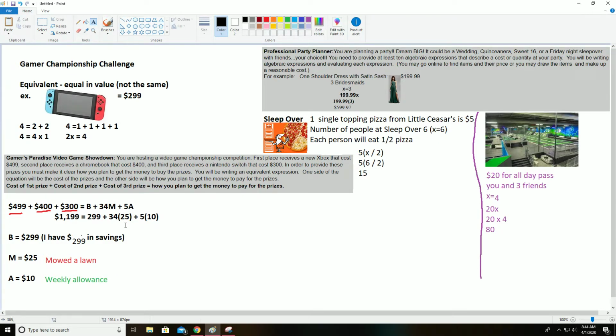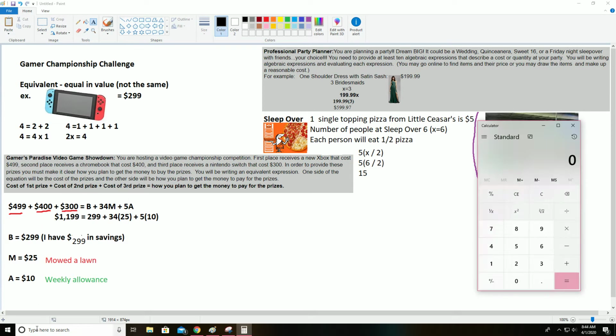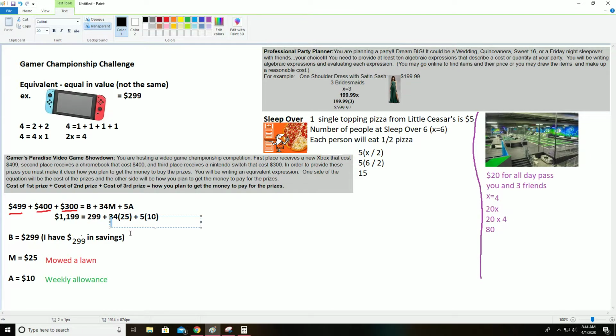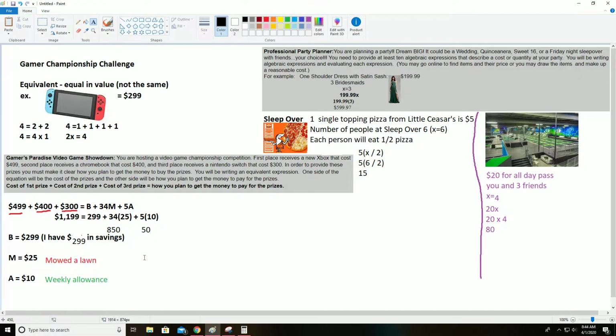So if you multiply these two things, I get 34 times 25. So this is going to give me 850. Okay. And then over here, we know that 5 times 10 would just be 50. So all I'm adding here is 299 plus 850 plus 50.